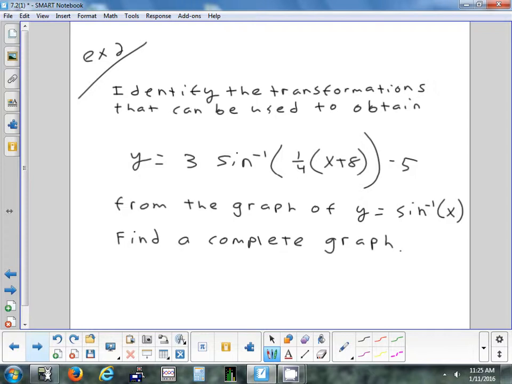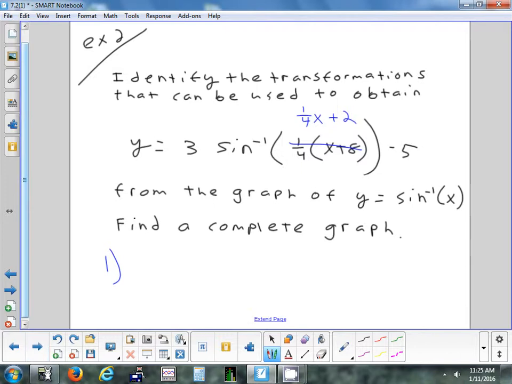So Autumn, what would that give me? That gives you 1/4 x plus 2. Plus 2. All right, so let's look at it that way. Now we can see A, B, C, and D. All right, so what's the first thing that's really happening here? Yep, horizontal shift. Left 2 units. We're going to go left 2 units. So horizontal shift left 2 units.